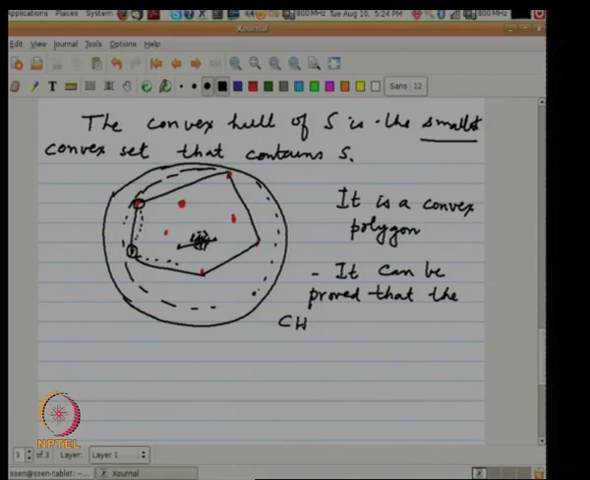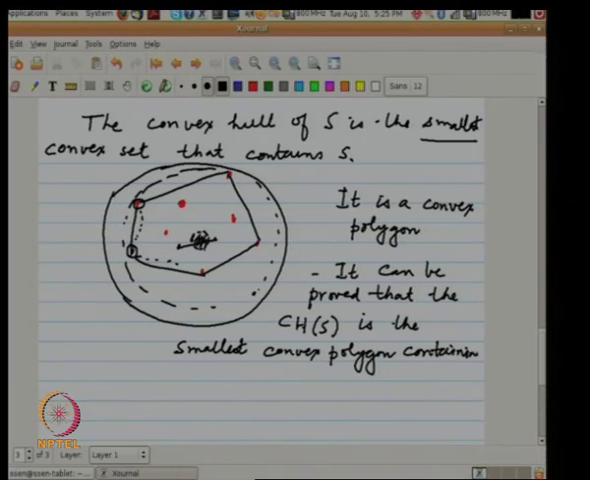So, I will write CH for convex hull. So, convex hull is the smallest convex polygon in terms of area and perimeter. But these have to be rigorously proved, right? I am just making these observations.